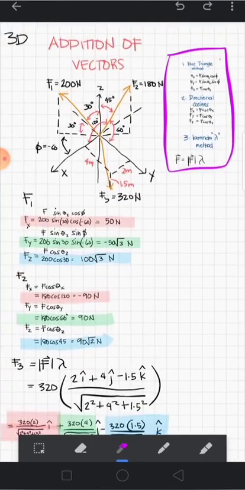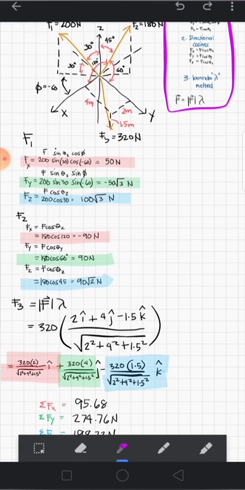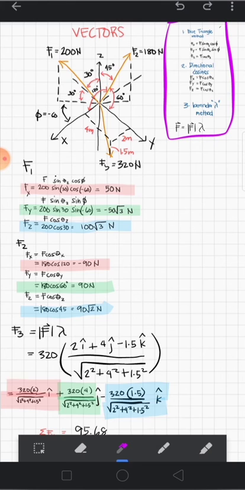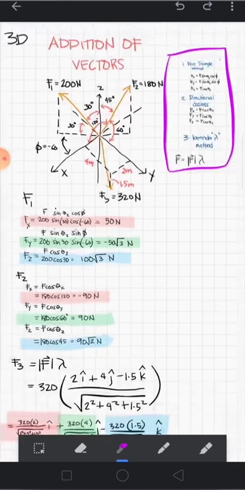So that's it for this video, and I hope you learned something, because it's a very long video to explain, because of course 3D force is really confusing, with many forces and many components to consider. But if you master this one in adding vectors in 3D form, you can always just practice.